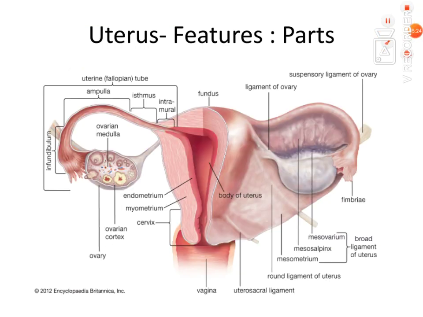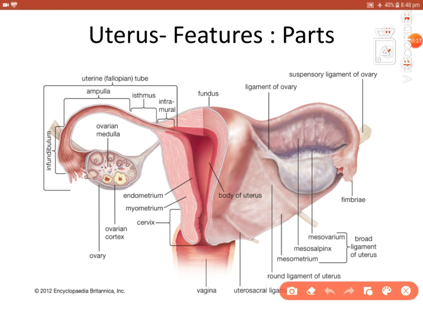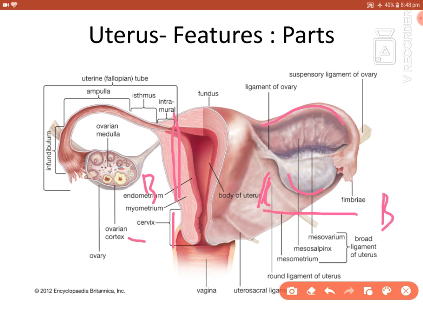Then coming to the parts of the uterus, now we are seeing the coronal view, the posterior view. See, this is the uterus. From here to here, this is the body. This part is the cervix. You can see the uterine tube with the ovary. This peritoneal fold is the broad ligament. In the posterior layer of this broad ligament, you can see the ovary.